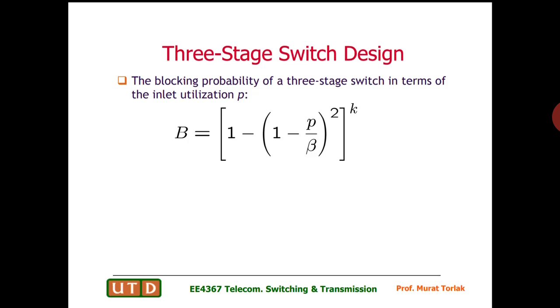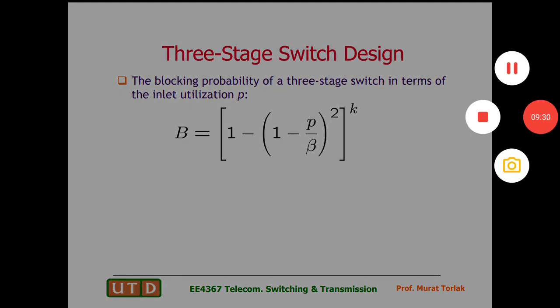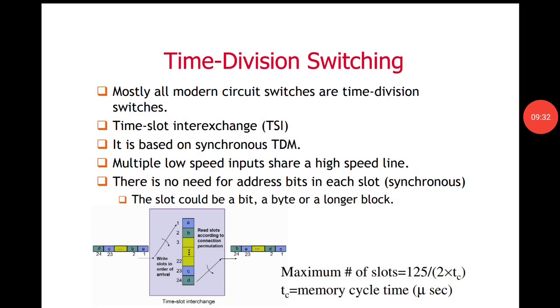Time division switching. Almost all modern circuit switches are time division switches. Time slot interchange is based on synchronous TDM. Multiple low speed inputs share a high speed line. There is no need for address bits in each slot, as it is synchronous. The slot could be a bit, a byte or a longer block.